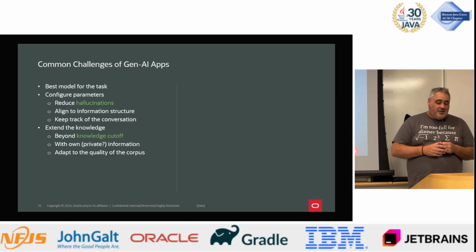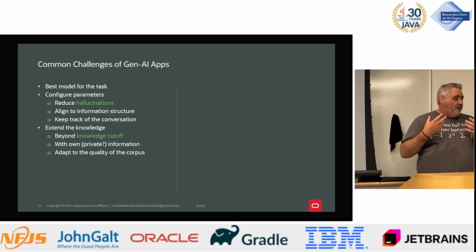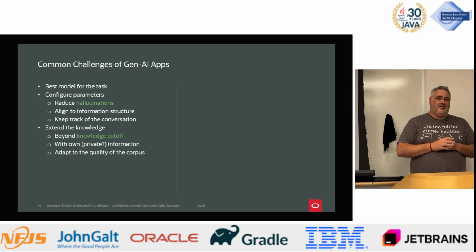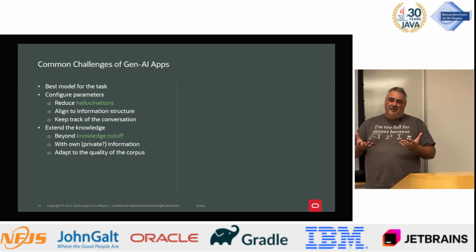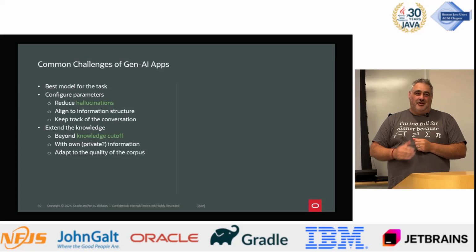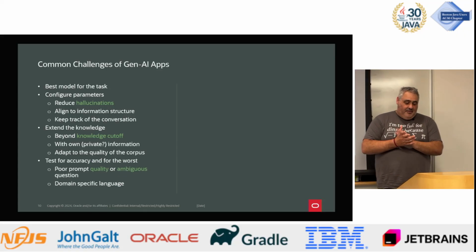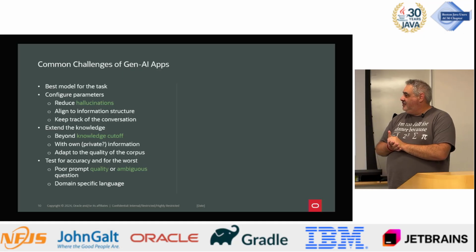Another big challenge is the quality of the corpus, the information that you feed into the model to train it. I'm sure you've all heard the expression garbage in, garbage out, and that applies here as well, right? If the information you use to train a model is not very good quality, then the model is not going to do a good job. And then there's a bunch of other things.